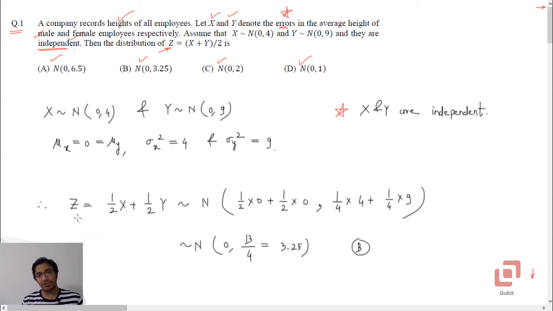So we start solving this problem by first writing down the given data. The random variable X, which denotes the error in the average height of males, is normally distributed with mean 0 and variance 4. So mu x and sigma x squared are the standard notations that we are going to use. And the second one is Y, which is the error in the average height of female employees, which is normally distributed with same mean as that of X but with a different value of variance, that is 9. Now comes the main part. They are independent.